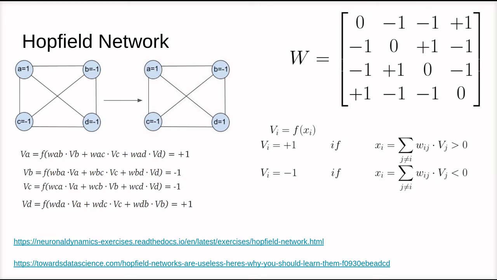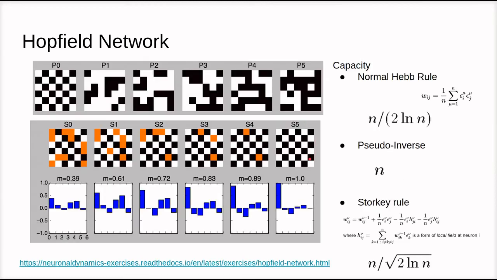And this is a way of storing patterns that the network has previously been exposed to, and correcting corrupted versions of these things to something that existed in the training set. So what we see here is the behavior of a Hopfield network that was trained on 6 patterns, a checkerboard, and then various corruptions of the checkerboard.